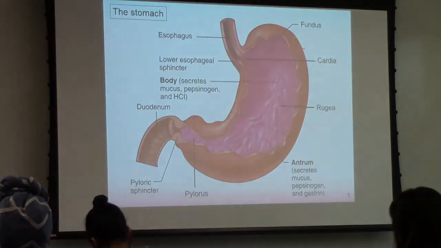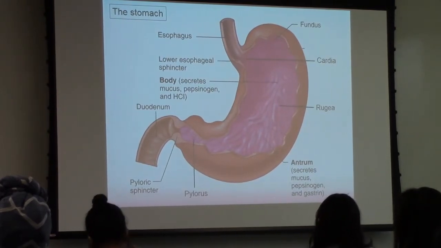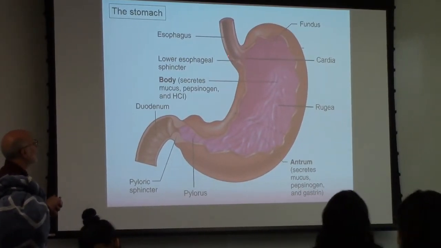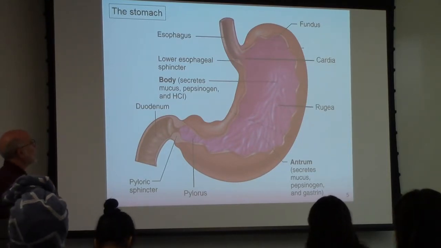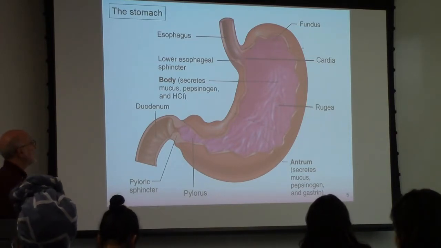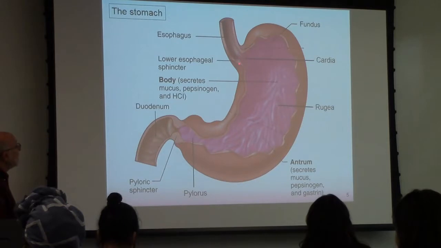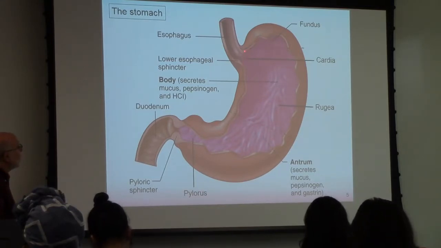So now, let's talk about the anatomy of the stomach. Here are some names that you should learn for the quiz. The lower esophageal sphincter connects the esophagus to the stomach. The stomach has regions that are given names. The fundus is in the superior region of the stomach. The cardia is the area right where the lower esophageal sphincter is, where the esophagus joins into the stomach. So this ring right here is called the cardia.